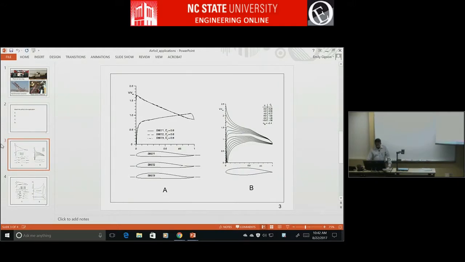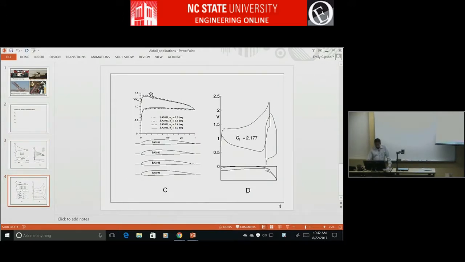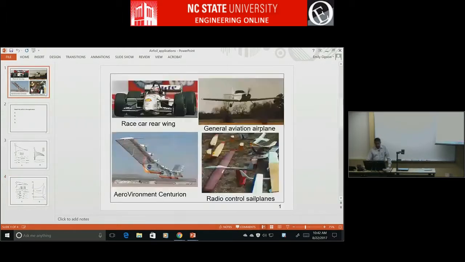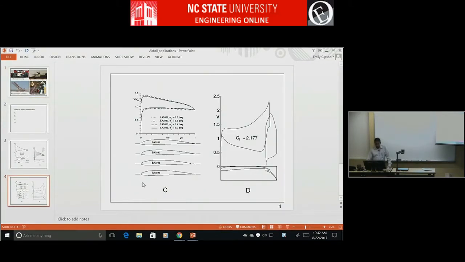And because of the way the adverse pressure gradient is built in, these are actually for radio control sailplanes. So these sailplanes have airfoils like this. This is the series of airfoils I designed with my PhD advisor back when I was in grad school. So this is a series of airfoils with successively higher camber.